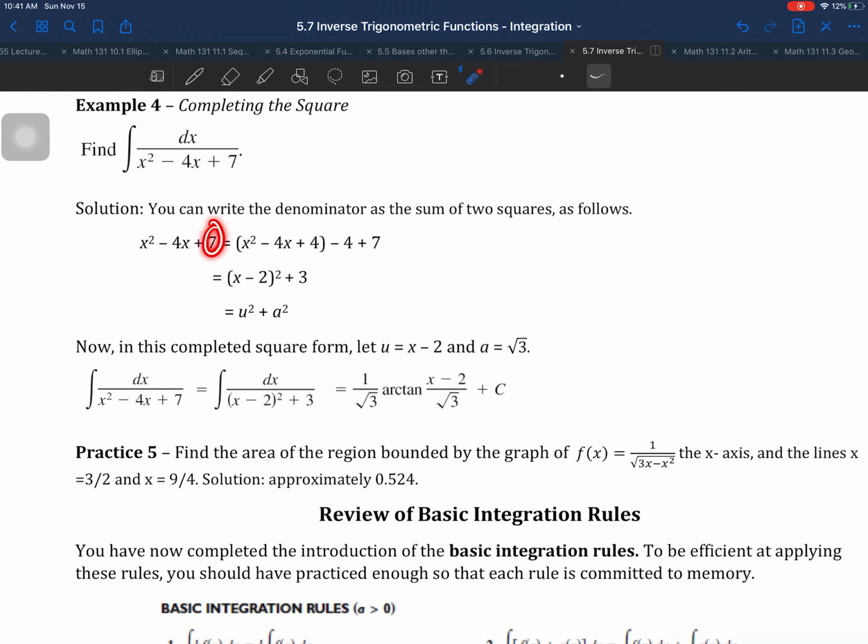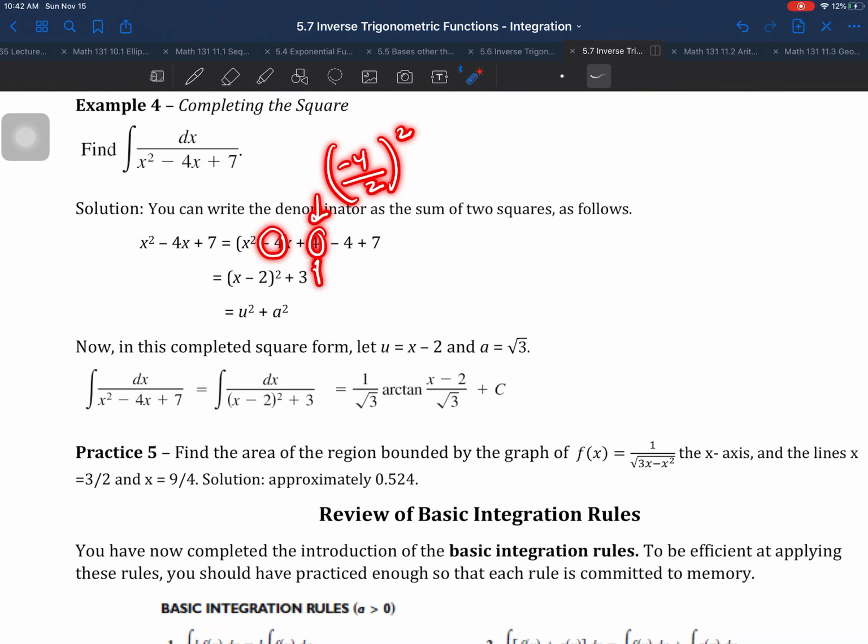So the 7 is going to be moved outside. We're going to work with these two. We're going to say, okay, x squared minus 4x, and we're going to add a number to make a perfect square. So how do we find this number? We always take this number, divide it by 2, and then square it. So what is negative 4 over 2? That's negative 2. Square that, and it gives you 4.